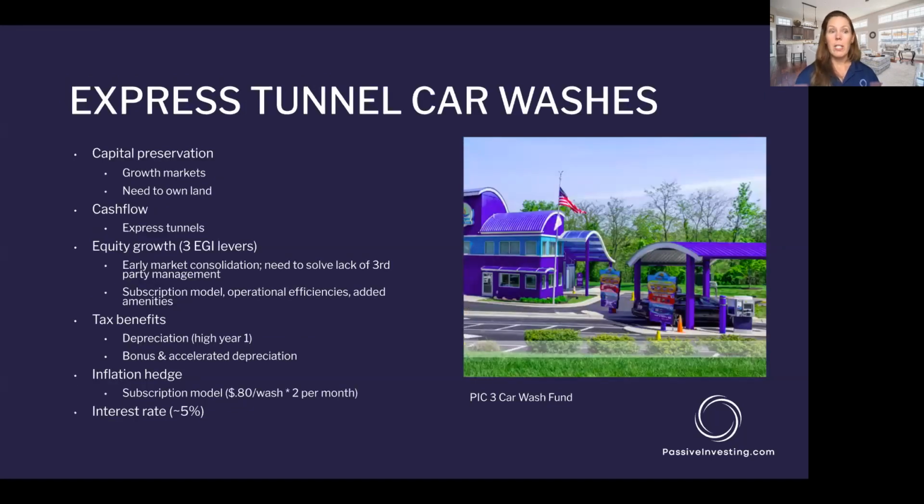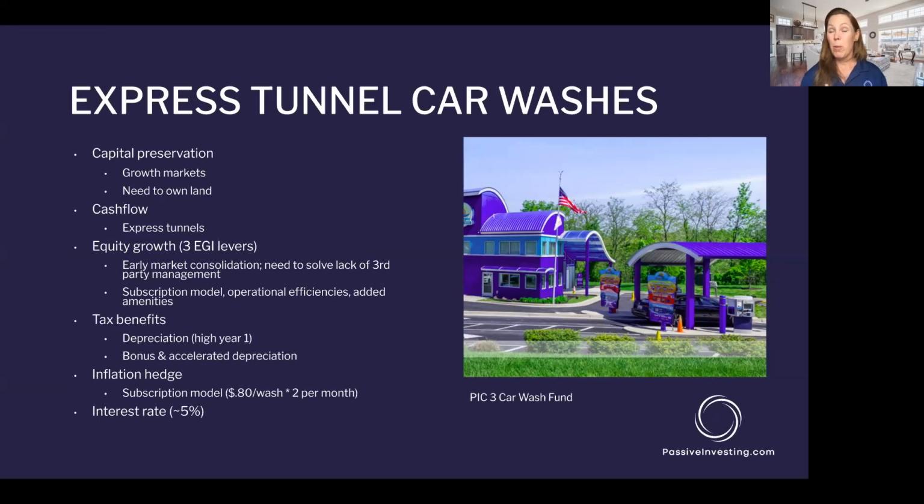Express tunnel car washes. Again, this is investing in a business that holds real estate. We have good capital preservation, especially if you own the land. You've got to own the land underneath the car wash. And I'm not talking about just any type of car wash. It has to be an express tunnel car wash, one that you can generate high expected gross income on. We're still getting good tax benefits, and it's a good inflation hedge.